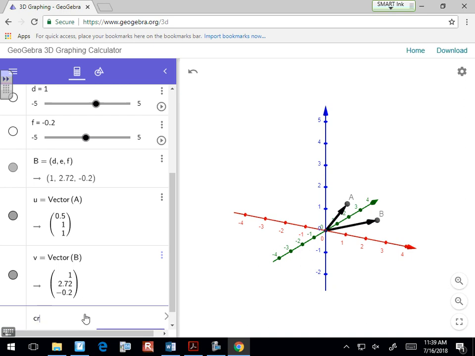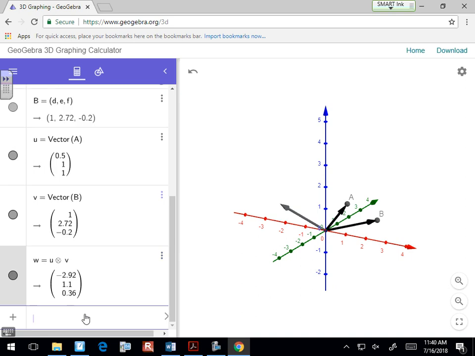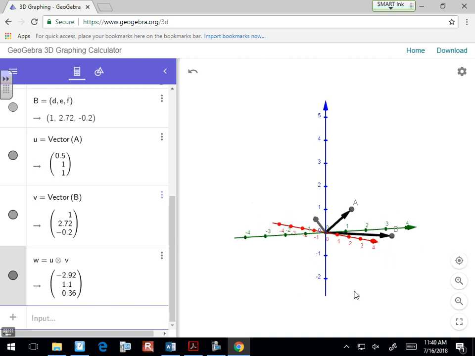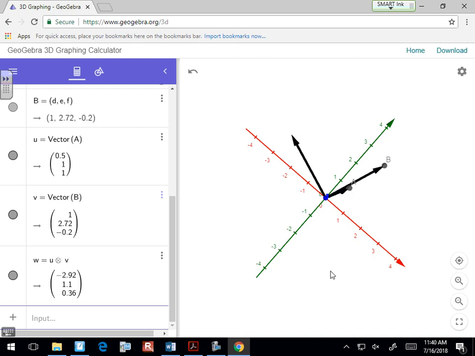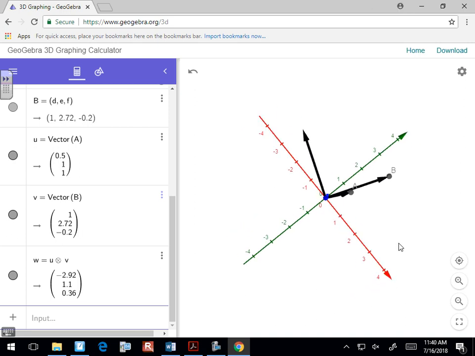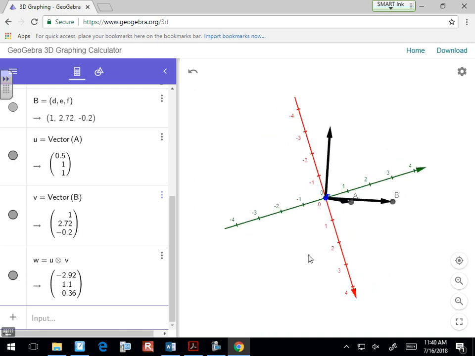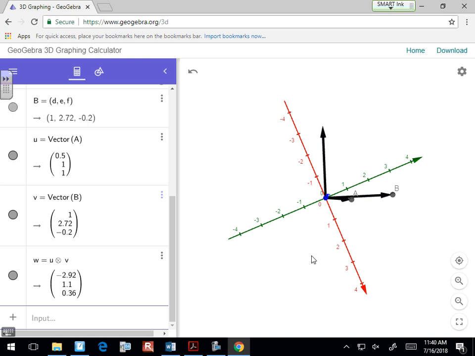Let's see if I remember the cross product function. Oh, good. It's simple. Vector U and vector V make up the cross product. So I'm just crossing U with V. I'm going to manipulate my display a little bit. From this angle, it does appear as though we have a vector that is orthogonal to the plane, whatever the plane is that vectors U and V are living on.